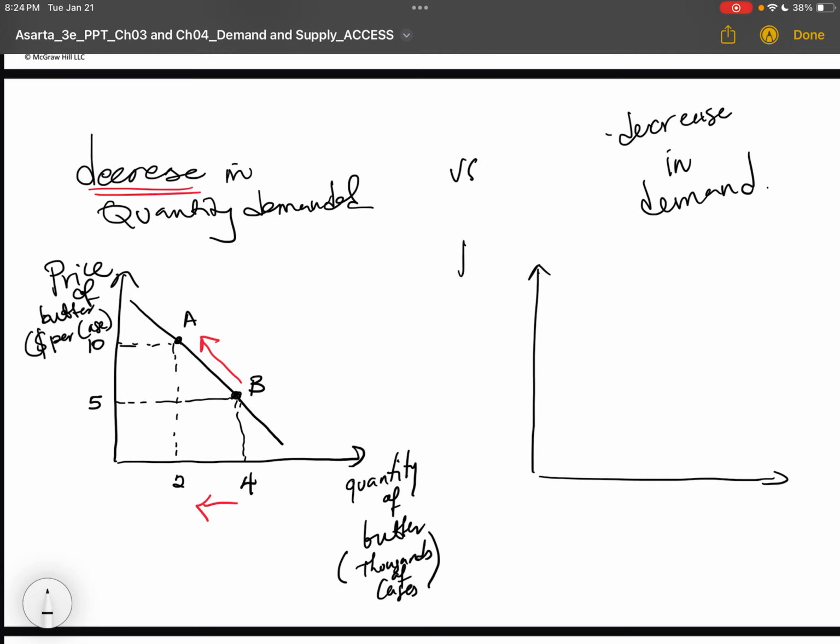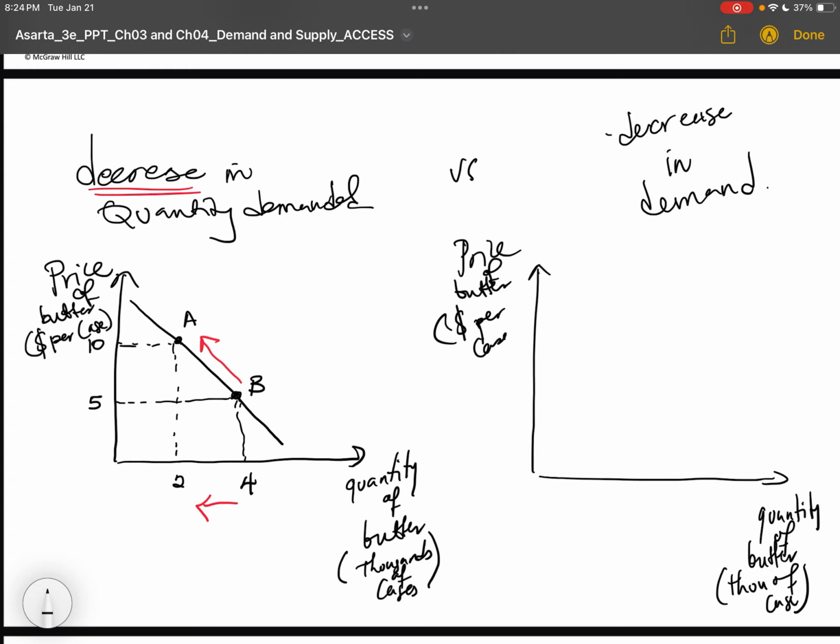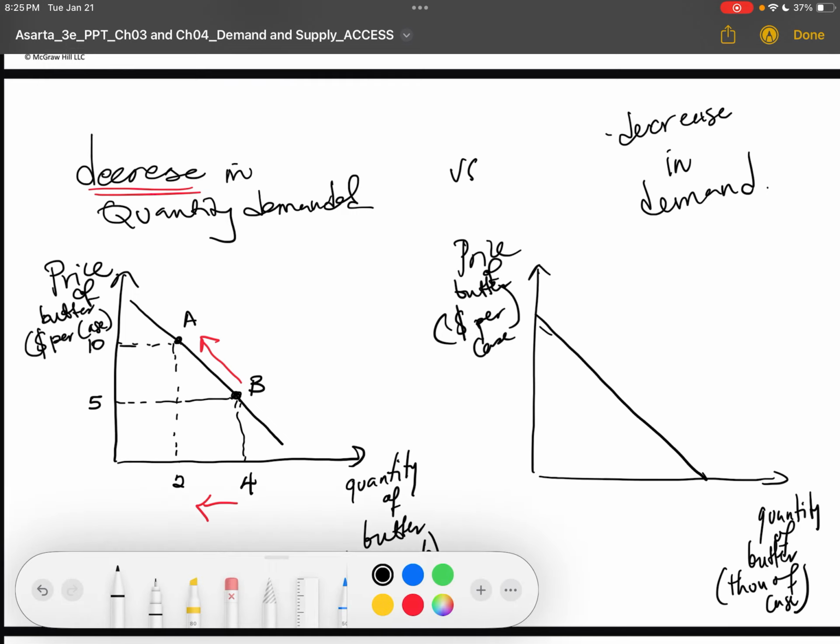So again, we just write price up here. We have quantity up here. I want you to get into that habit of labeling your graph very well, labeling the axis very well: quantity of butter in thousands of cases. So "thou" of cases, that's the short form of thousands of cases. And price of butter is in dollars per case. Okay, and we have the demand curve like that.